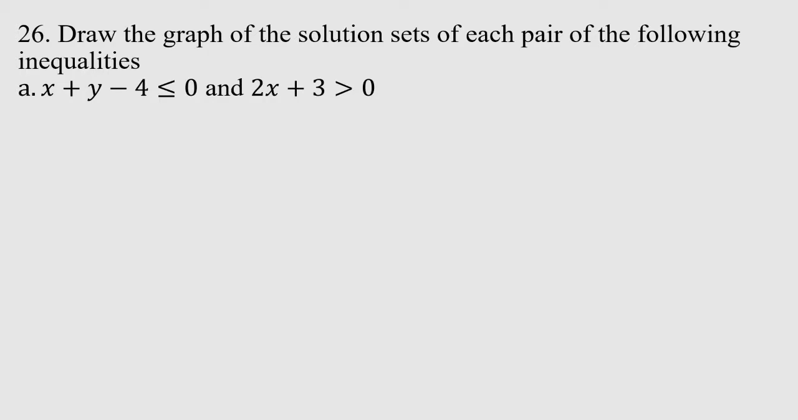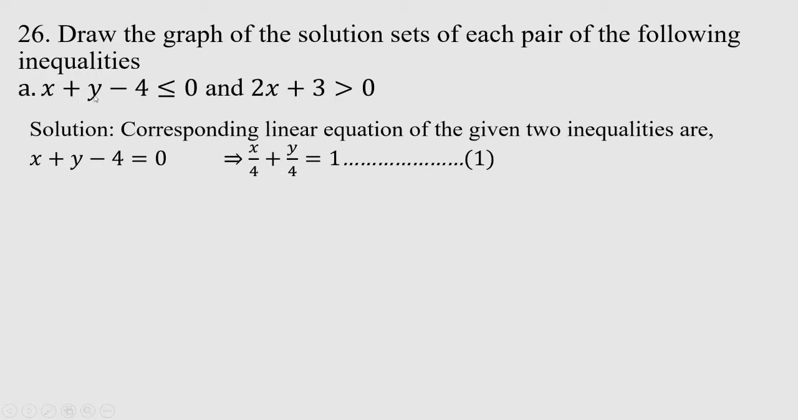Now problem 26. Draw the graph of the solution sets of each pair of the following inequalities. Here the given inequalities are x plus y minus 4 less than or equal to 0 and twice x plus 3 greater than 0. Solution. For this we have to consider these two inequalities as linear equations. So the corresponding linear equation for the first inequality is x plus y minus 4 equal to 0. Here the inequality becomes an equation.